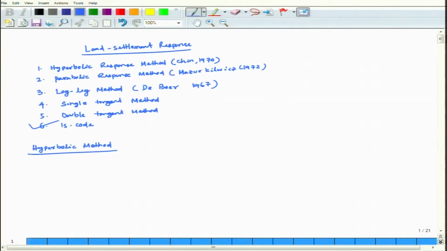The load settlement curve is considered as a hyperbola. So, it will be S by Q is equal to C1 S plus C2, where C1, C2 are constants, and S is the settlement corresponding to load Q.